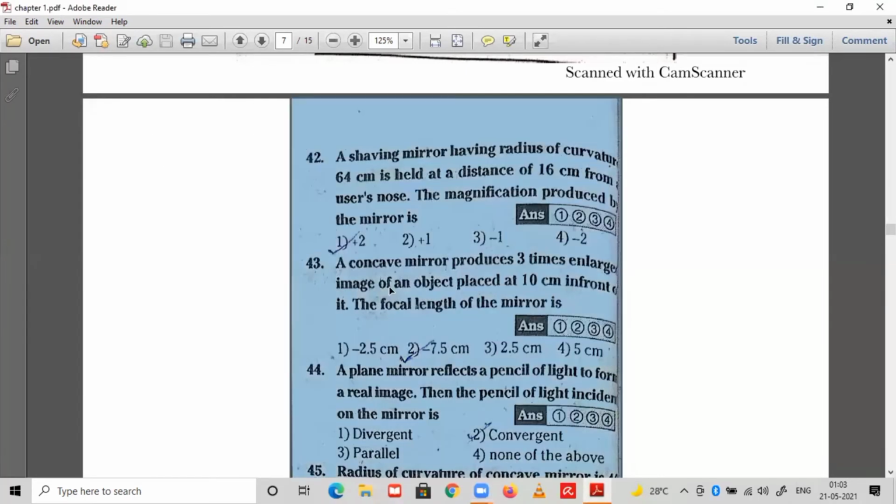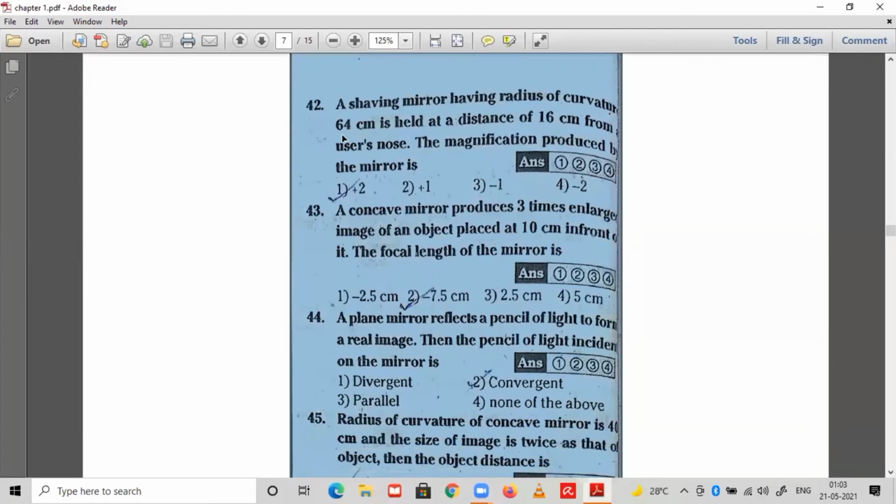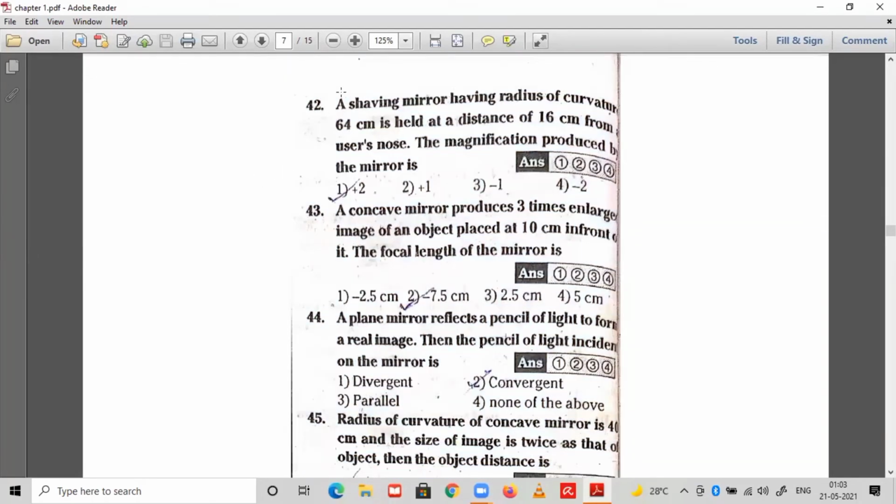A concave mirror produces 3 times enlarged image of an object placed 10 centimeters in front of it. The focal length of the mirror is? See, look here, the magnification is mentioned, but it doesn't mention whether it is a virtual image or real image. So here we should take m is equal to plus 3 as well as m is equal to minus 3. Plus 3 is for the virtual image and minus 3 is for the real image. So two possibilities are there that we need to solve.